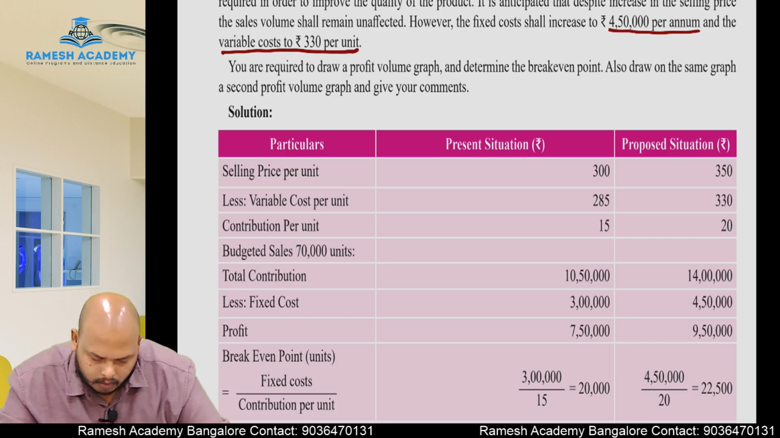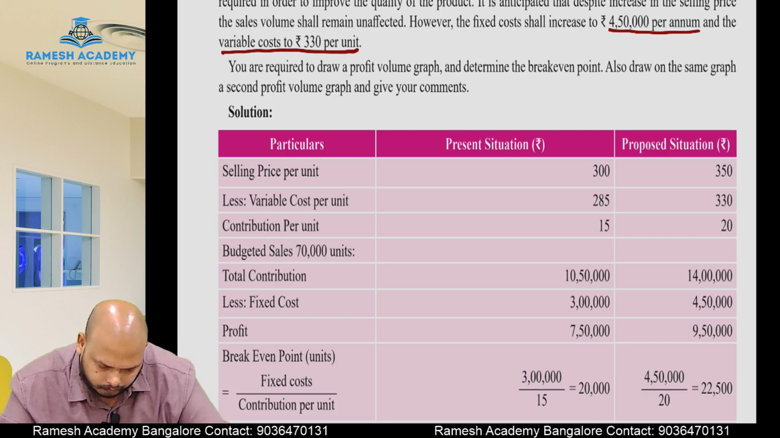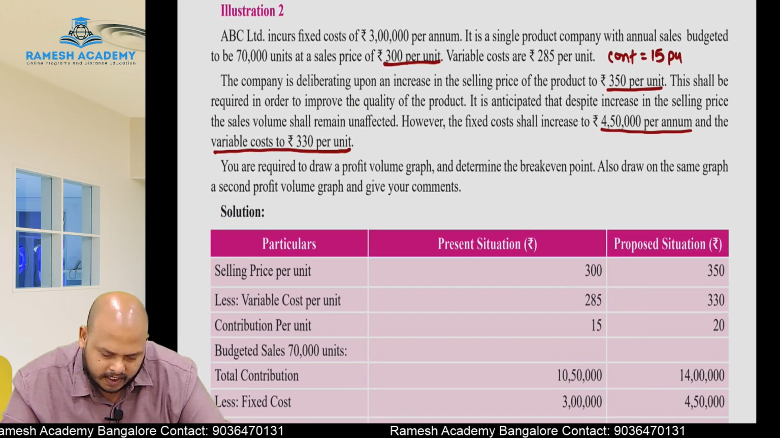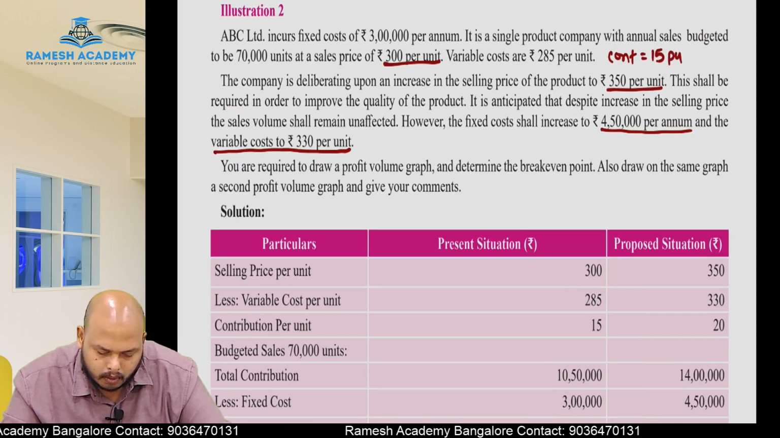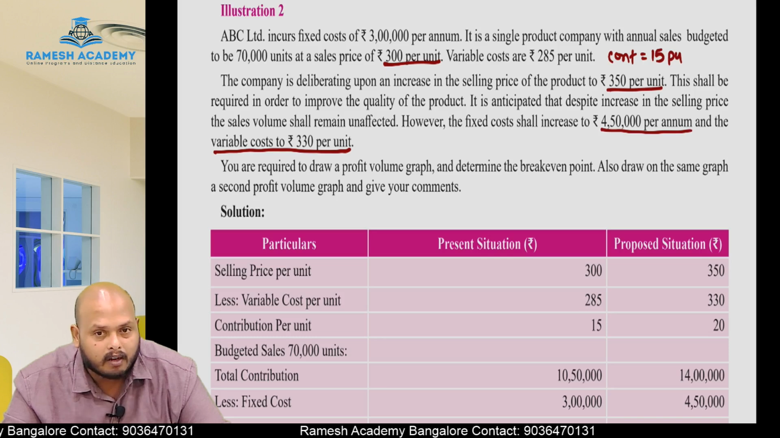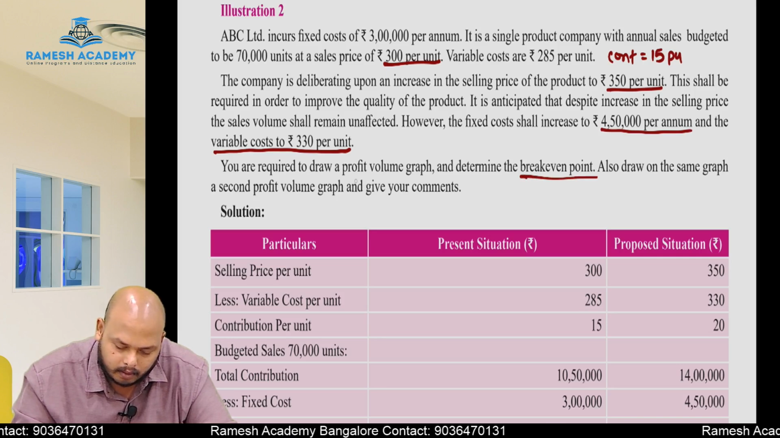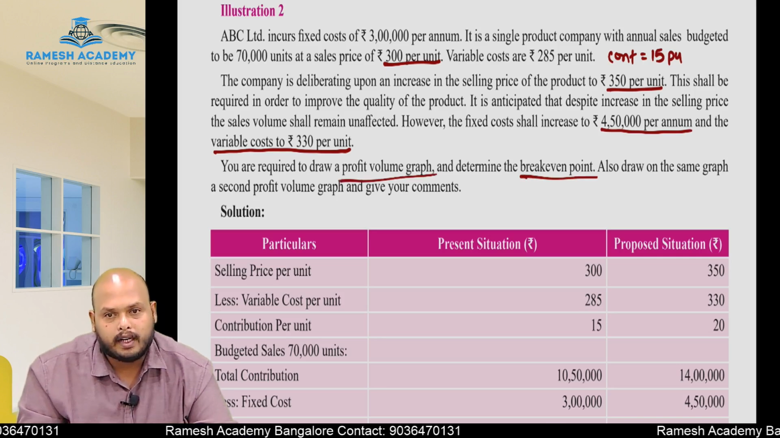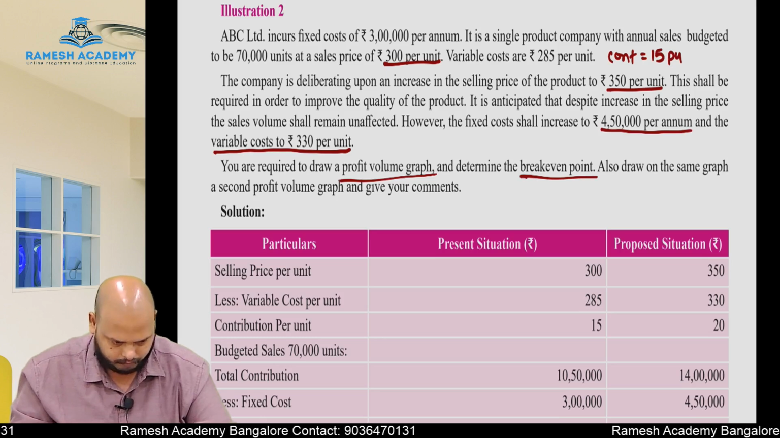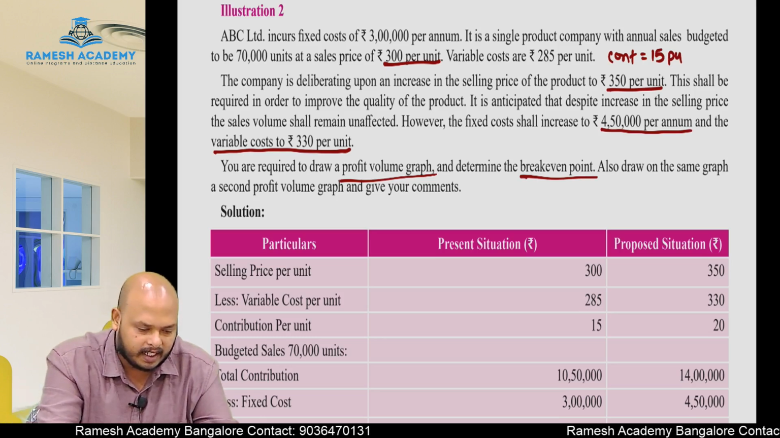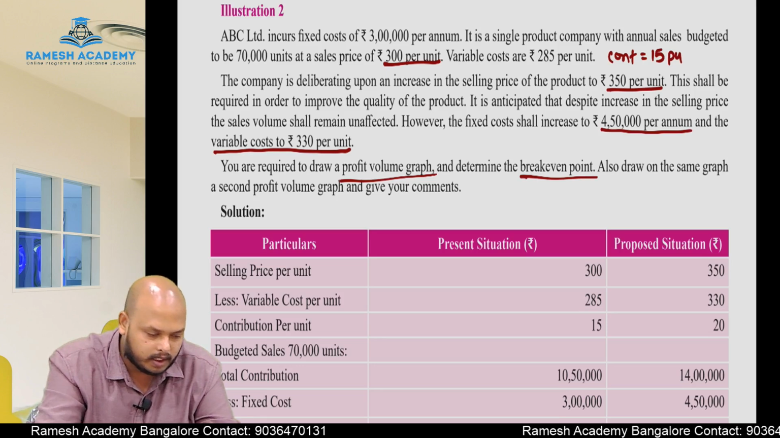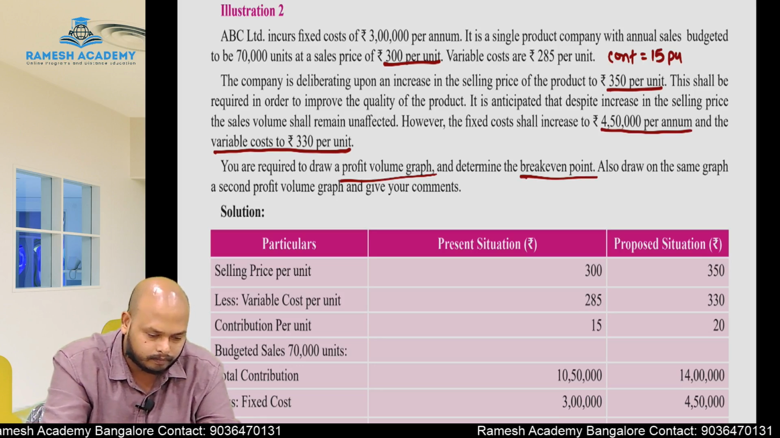Okay, let us solve illustration number 2. In the given question, he is asking you to draw a profit volume graph, but that is not required, and to determine the break even point. So let us calculate the PV ratio and the break even point. These two things let us calculate for this.